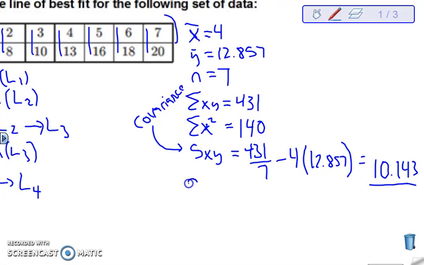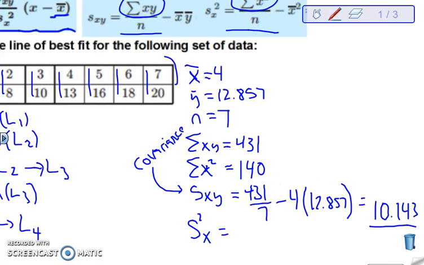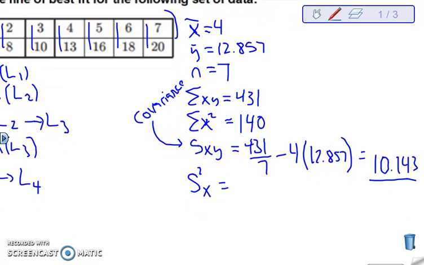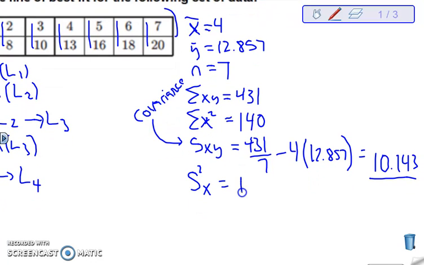Okay, now I need the variance of X. So we're going to take the sum of X squared, which we said was 140. We're going to divide it by N, and then we're going to subtract the average of X squared. And if we do that, it conveniently should come back out to 4.